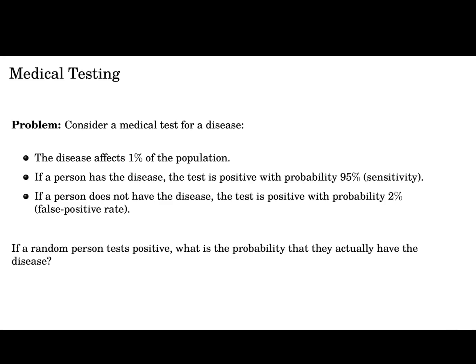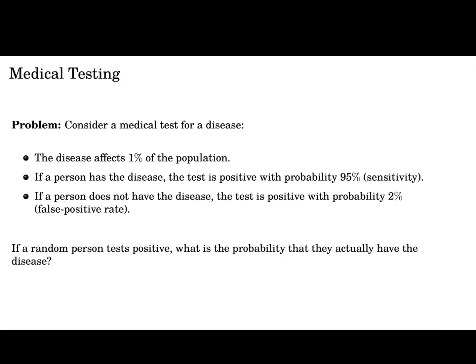Suppose there is a disease that affects 1% of the population. And we also have a medical test for the disease. The way it works is if a person has the disease, then the test is positive with probability 95%. And if a person does not have the disease, the test is positive with probability 2%. And so this is a false positive, the chance that it'll give you a positive even though you shouldn't.